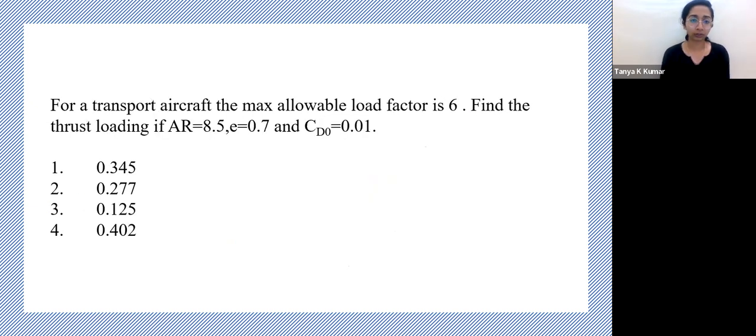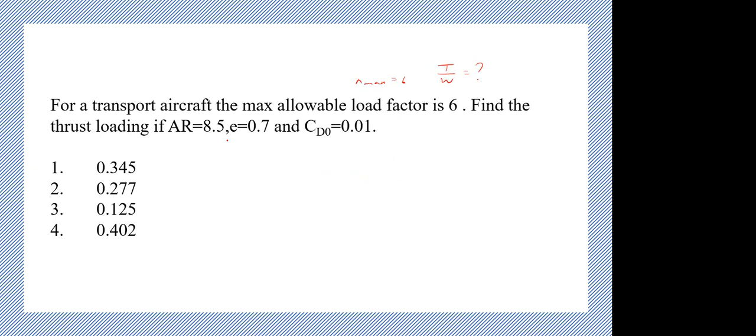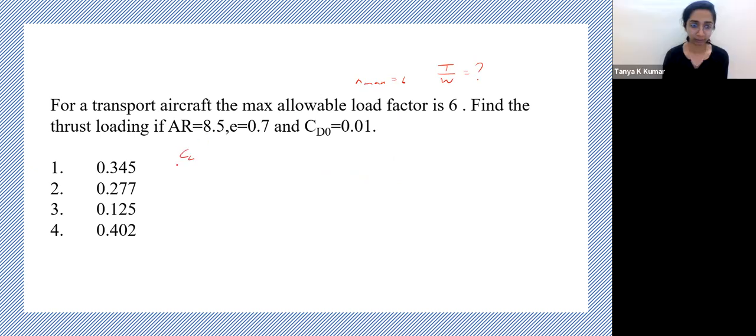Okay. For a transport aircraft, the maximum allowable load factor is 6. Find the thrust loading if aspect ratio, Oswald's efficiency factor, and CD naught are given. So what is given is Nmax equal to 6. They've asked you to find out thrust loading. How do you proceed with this? We can get CL by CD ratio. Okay, how do we get CL by CD?